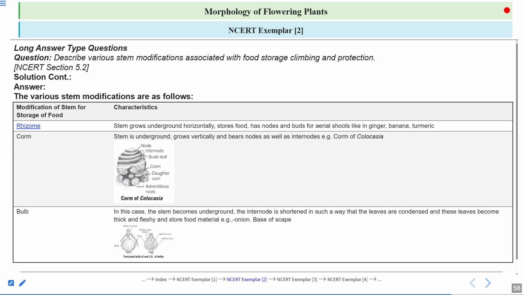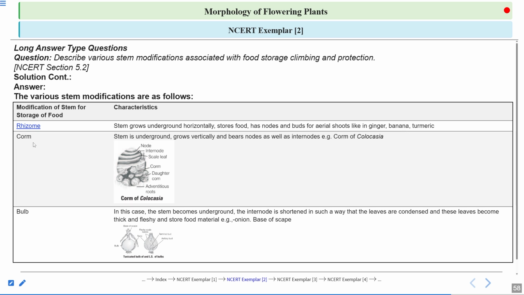And that is why we call this rhizome a stem, because you cannot say stem to that particular part which is not having nodes and internodes. And this underground part is again having the nodes and internodes, right? That is why we say this rhizome is a stem. And they store food material. Examples of rhizome are ginger, banana, and turmeric.